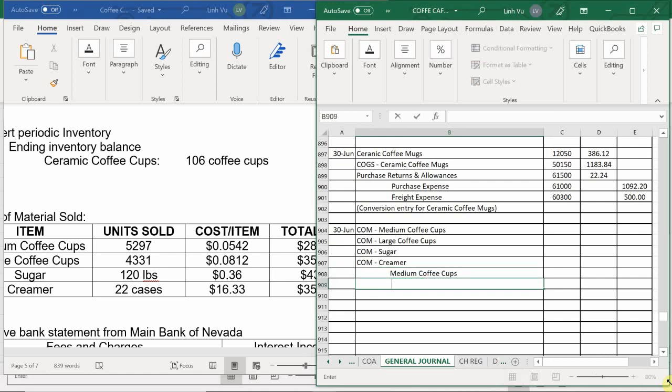Which again includes medium coffee cups, large coffee cups, sugar and creamer. Because that's the account that we use to say that we bought it. Now that we used it, your account can't reflect that. You have to take it out from the account. So let's start with the cost of materials for the medium coffee cups. What account number is that?